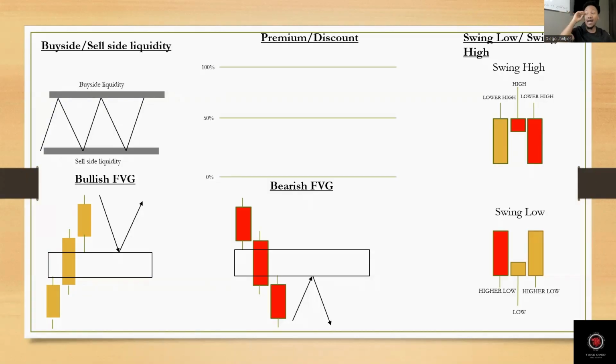Now, buy side and sell side liquidity will basically be the first thing we're going to look at. Buy side liquidity will always be above price, keep that in mind. It will always be your swing high point above price, like your areas of resistance. Sell side liquidity will always be below price, just like our areas of support, always at our swing lows.